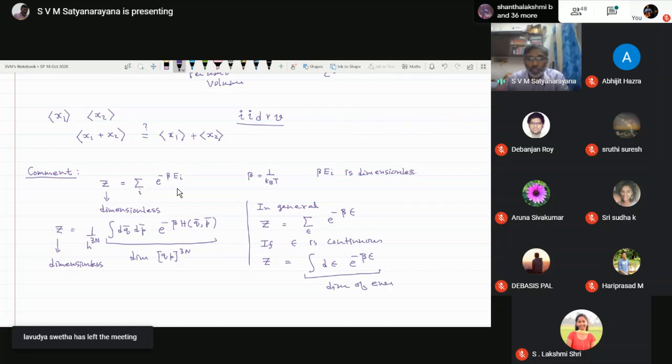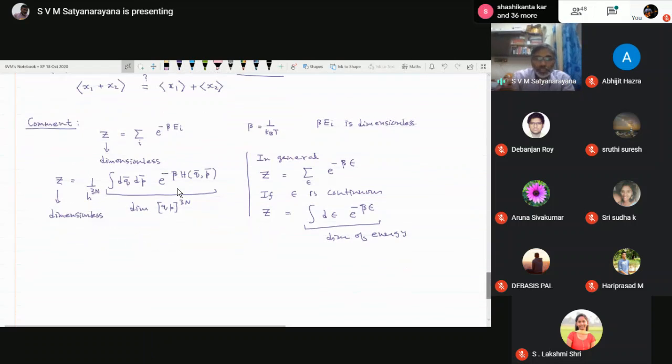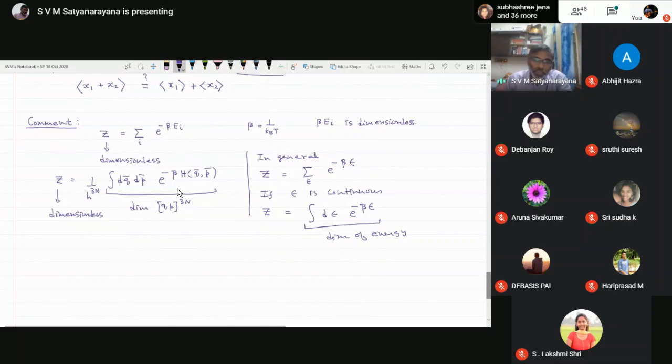This integral will have dimension of energy. But Z has to be dimensionless. And hence I must divide by something, or I must have some constant which will have the inverse dimension of energy. Now, one thing that usually is done when you are converting this is that it is not just this, but there is something that is multiplied here. This something that is multiplied is called the density of states.